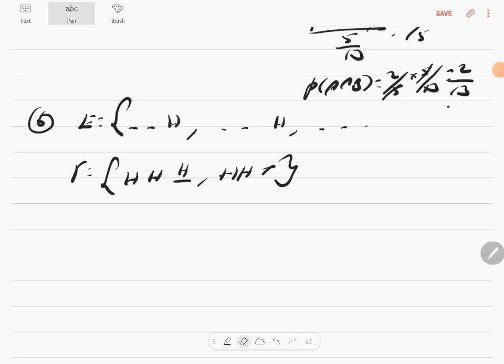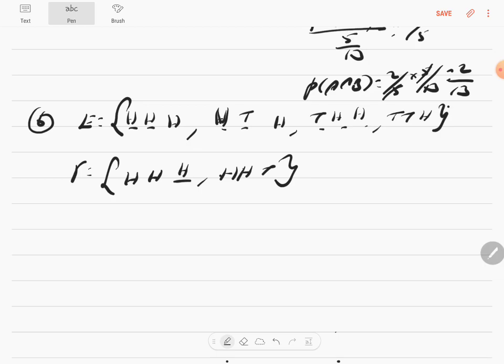We can check the answer. Heads on the first two tosses means it can be HHT. And here the last toss is head, which means you can have HHH, then HTH and THH. And you can also have a TTH. You agree with me? Is there anything more? I think that's it, right? So you found what is E and what is F, and you've listed it.